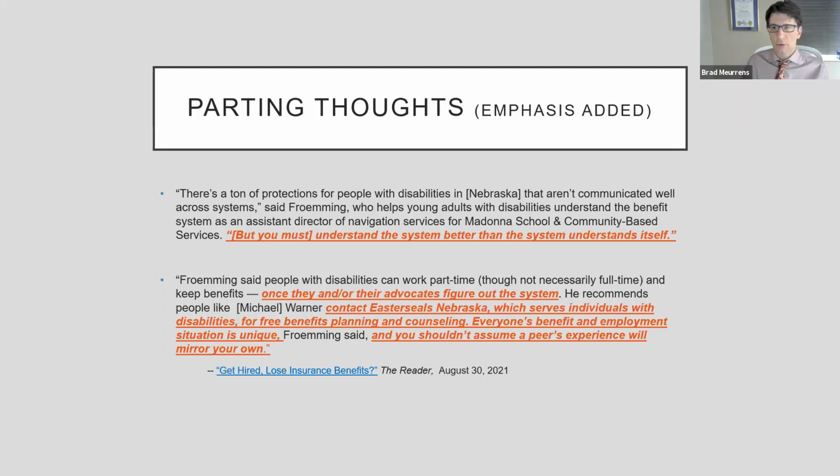And I think also, in the article, it talks about once advocates or individuals figure out the system, talk to Easter Seals and your benefits planners. Everyone's benefits and employment will be different and unique, and you shouldn't assume that someone's experience will match yours. Again, underlining the importance of knowing what programs are out there, reaching out to those folks that know the programs and how they operate, and seeking that counseling to see what benefits are out there for you and what you might be eligible for. And with that, I would open up to any questions. And if Shauna has an example that she would like to use, I'd be happy to give her some space.